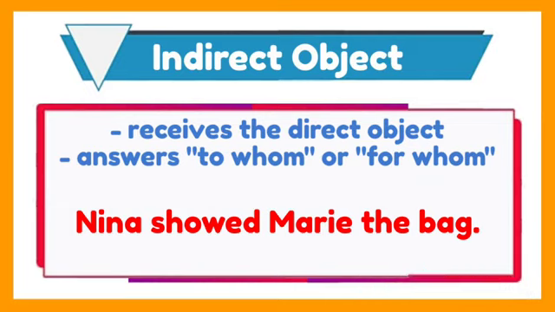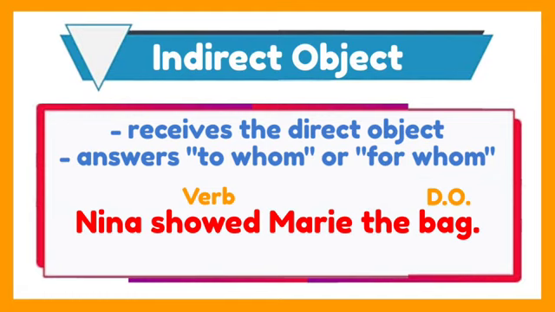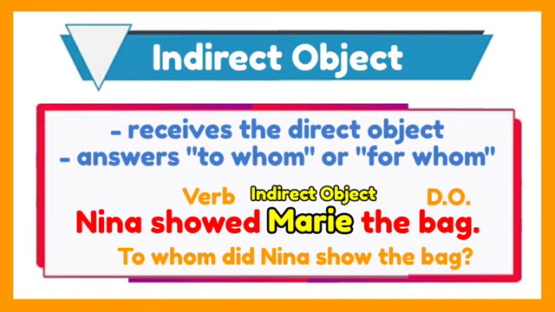To find the indirect object correctly, we have to look for the verb or action first. And it is showed. Then let us find the direct object. What did Nina show? The bag. So this is the direct object. And then let's ask, to whom did Nina show the bag? To Marie. So, Marie is the indirect object in this sentence.